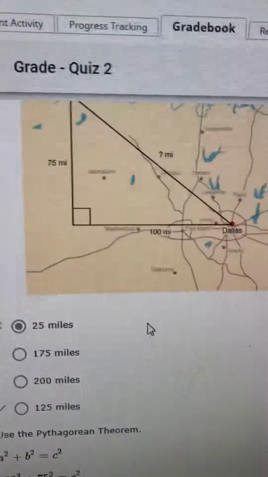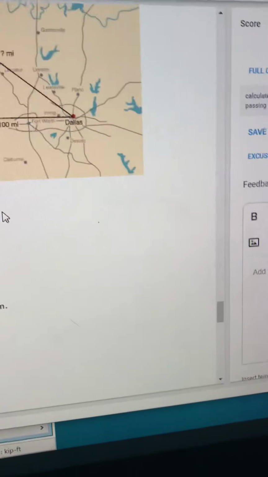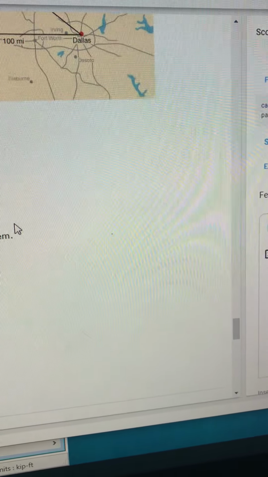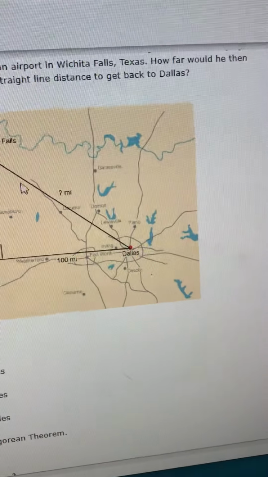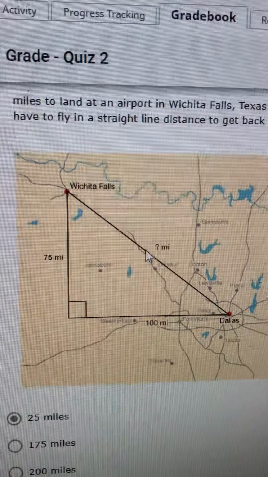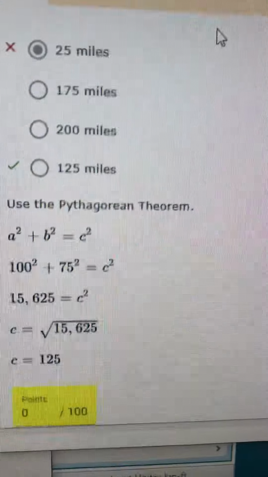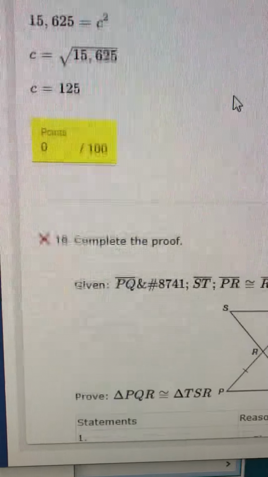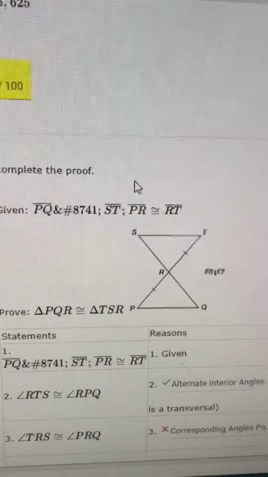This is just the Pythagorean theorem again. It's giving you the two legs and wants to know the straight line distance. So leg squared plus leg squared equals hypotenuse squared. A squared plus B squared equals C squared. Oh, you got that one right. No, you missed that one.